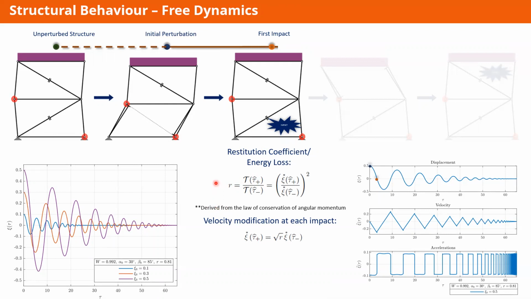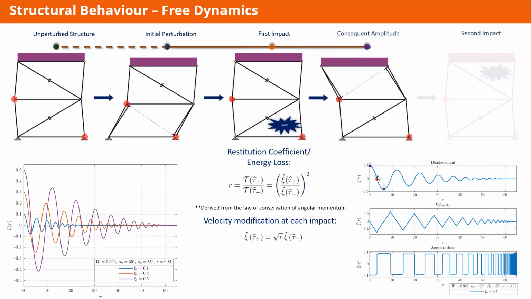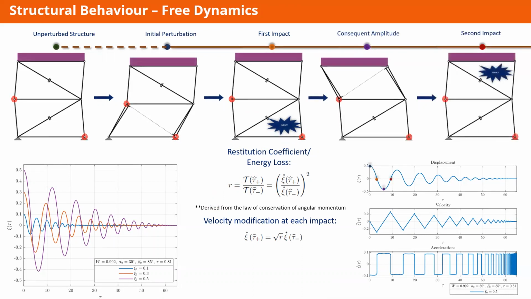After every impact, the velocity will be reduced, which will cause the consequent amplitude to be lower than the previous one. Therefore, after a certain number of impacts, the amplitude will be reduced significantly until eventually the motion will be completely attenuated. And the period of vibration after every cycle will be reduced by a factor that is a function of the restitution coefficient.